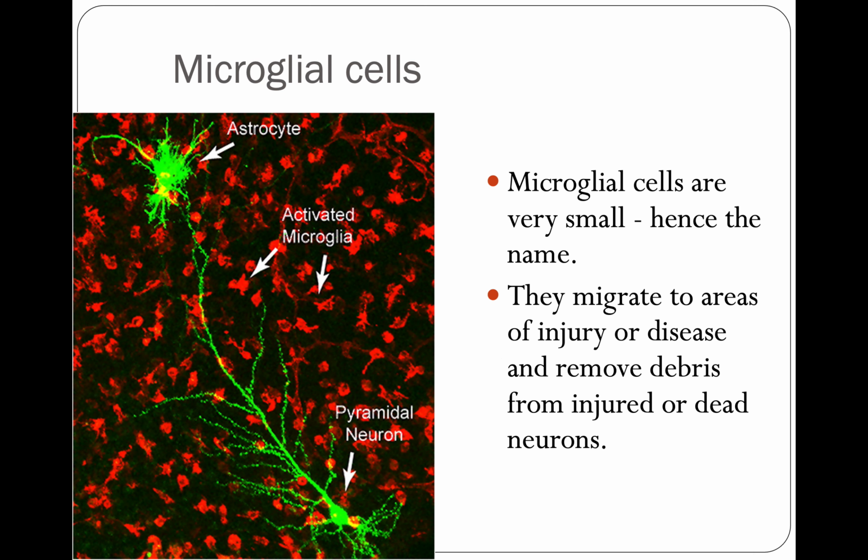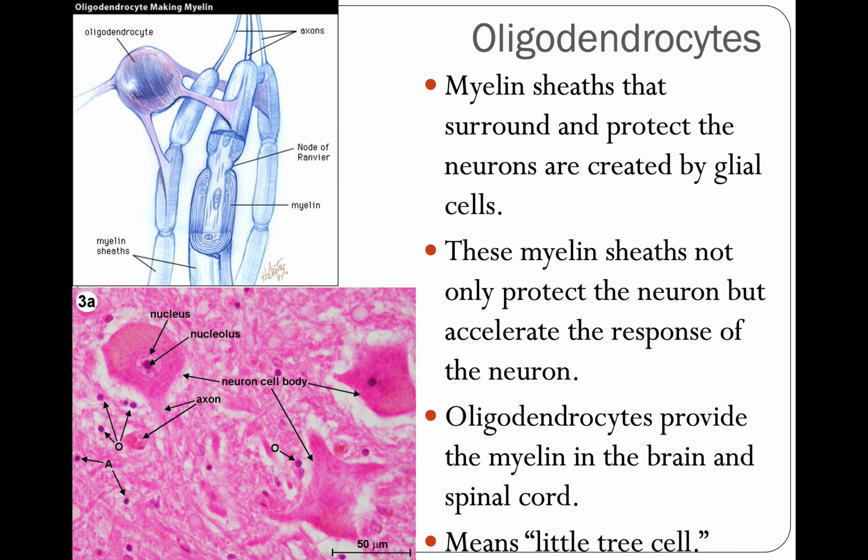They migrate to areas of injury or disease and remove debris from injured or dead neurons. Now, this is important. As you get older, you're losing more and more neurons in your brain, and these need to be cleaned out. If they're not cleaned out, then it can cause Alzheimer's disease. And so the microglial cells, that's their job. They think possibly it's a malfunction of the microglial cells that causes people to have dementia and Alzheimer's disease.